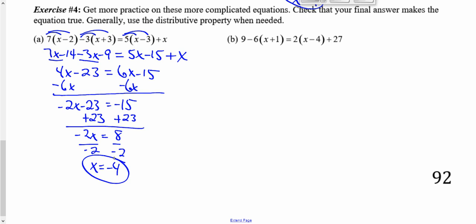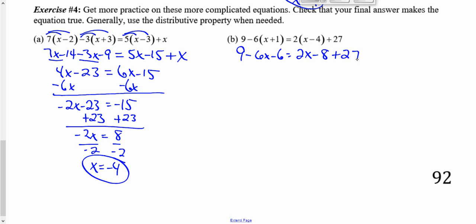All right, we'll go on to part B then, and we're gonna hit a couple Regents questions here. So hopefully you got this part. You got 9 minus 6x minus 6 equals 2x minus 8 plus 27. Is there something I should do here before I start trying to move things to either side of the equal sign? Would you combine like terms first? I would, right? Otherwise you get lost in the mess.